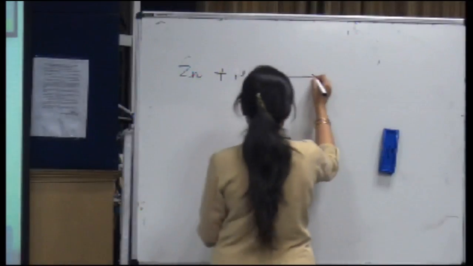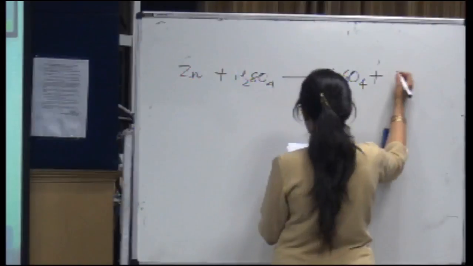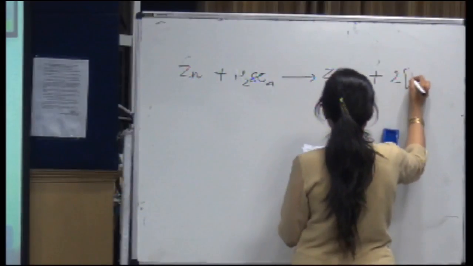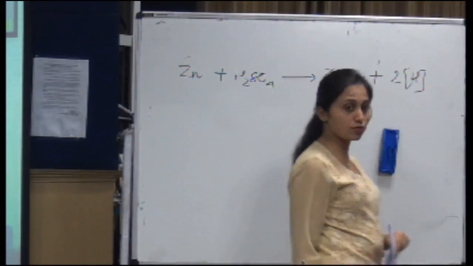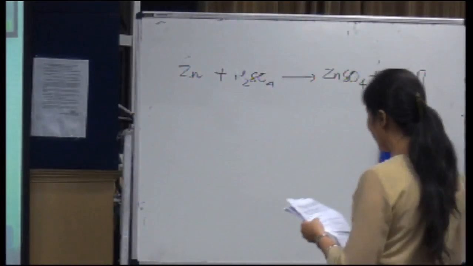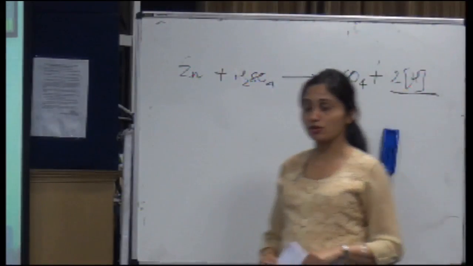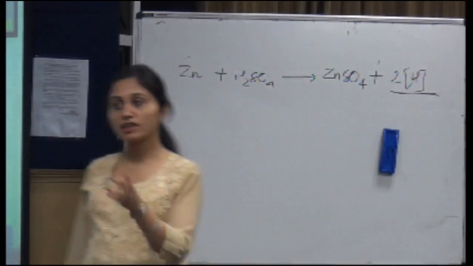So there are chances that you immediately get ZnSO4 plus you have 2H. There are chances of dihydrogen also getting produced. There are chances of nascent hydrogen also being produced. It is better, and what is the characteristic feature of nascent hydrogen? Let me tell you. We are talking about dihydrogen.